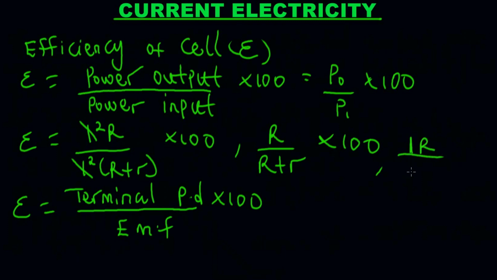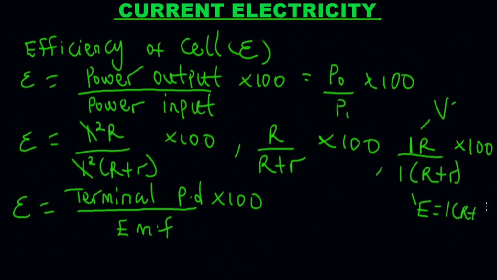IR over I. Let's say we cancel that just one I plus R times 100. Good. So what does this stand for? This is our terminal PD, V, which is equal to this. This is the E.M.F. I, and E is equal to I into R plus R. Don't forget, this is why efficiency is also equal to your terminal PD over E.M.F.